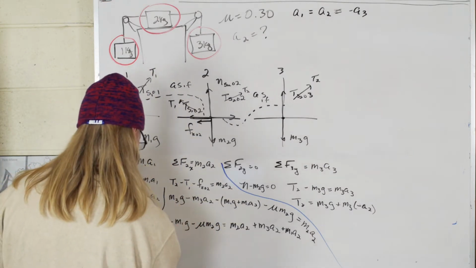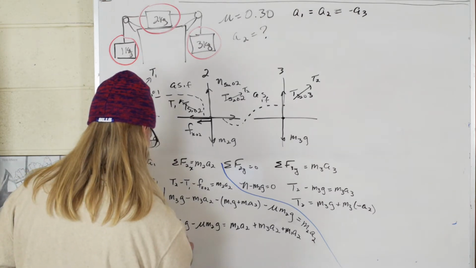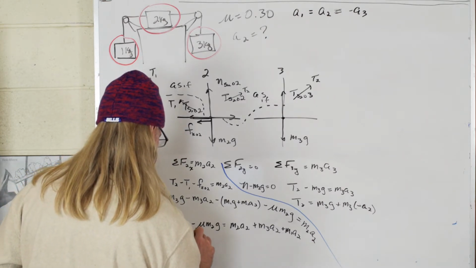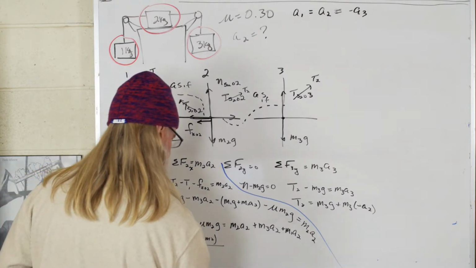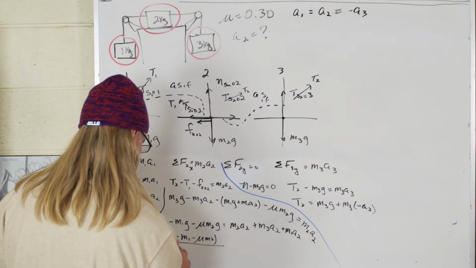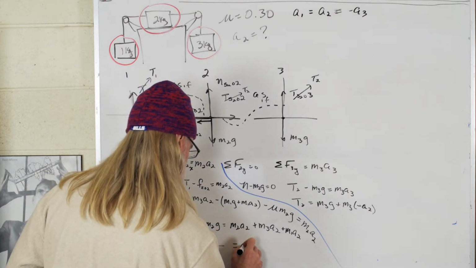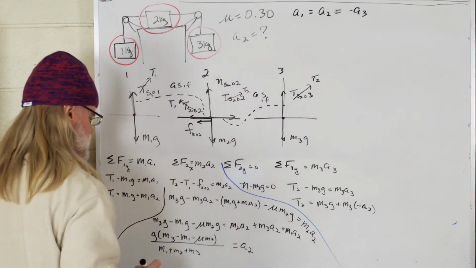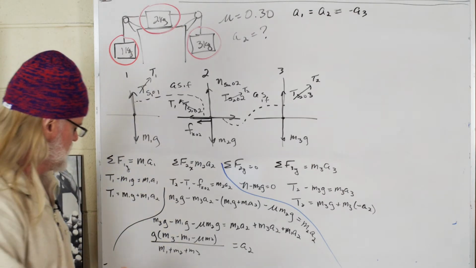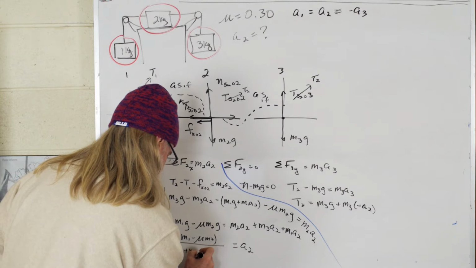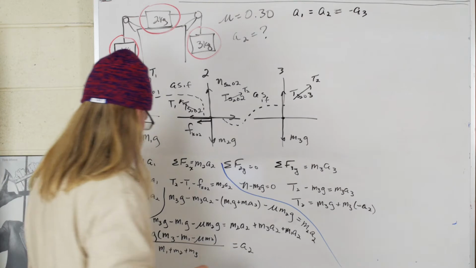All right. So the G's can come out. So what do we have? We have M3 minus M1 minus mu M2 divided by M1 plus M2 plus M3 equals A2. All right, there we go. There's the basic equation. Now we can plug some numbers in and come up with a number.